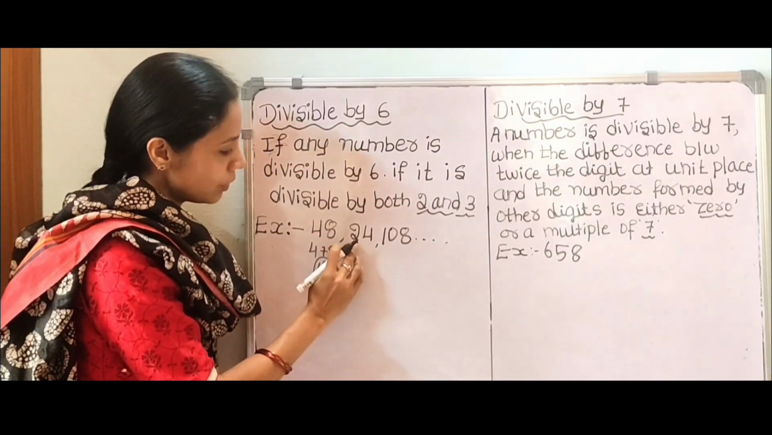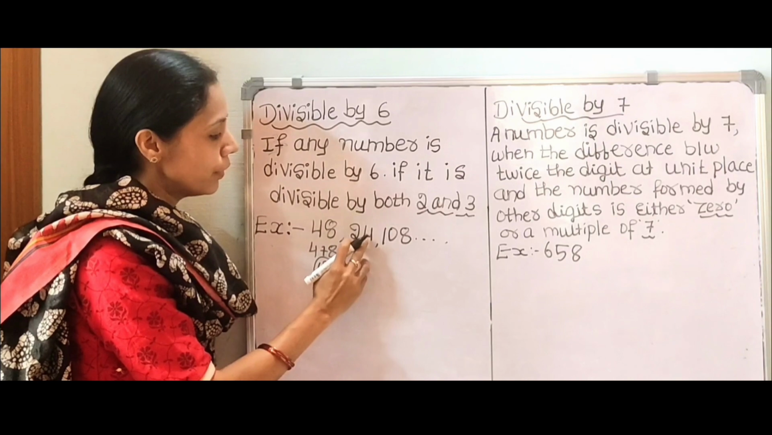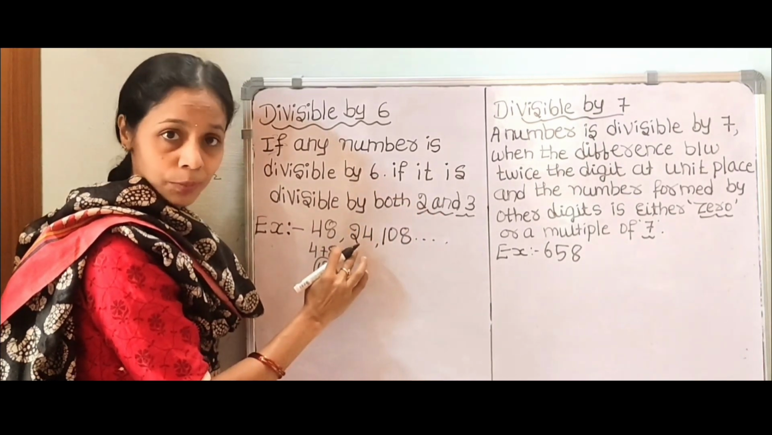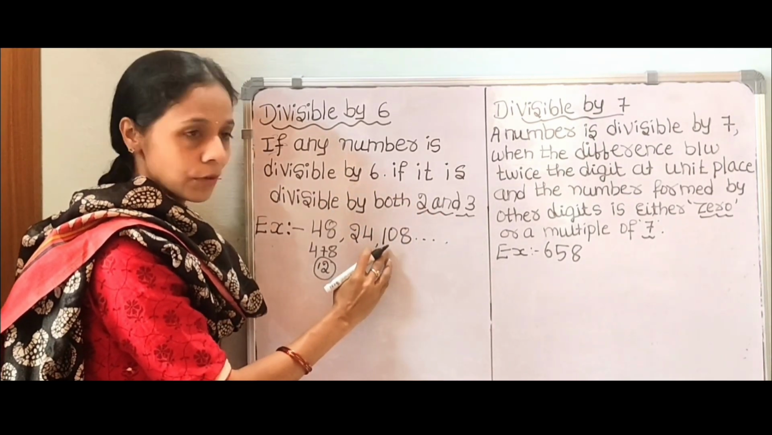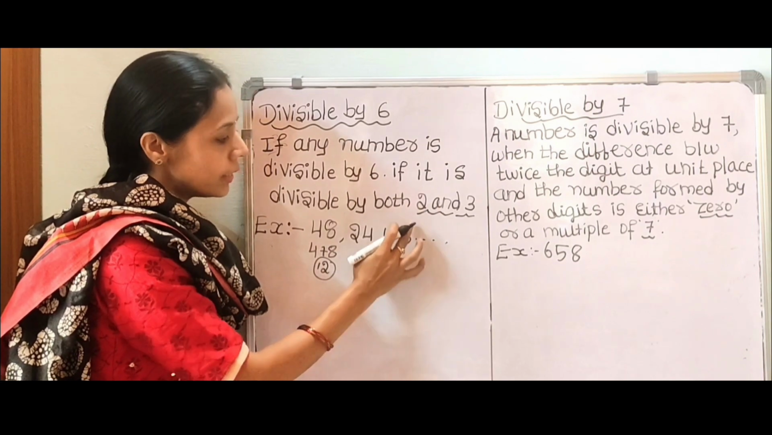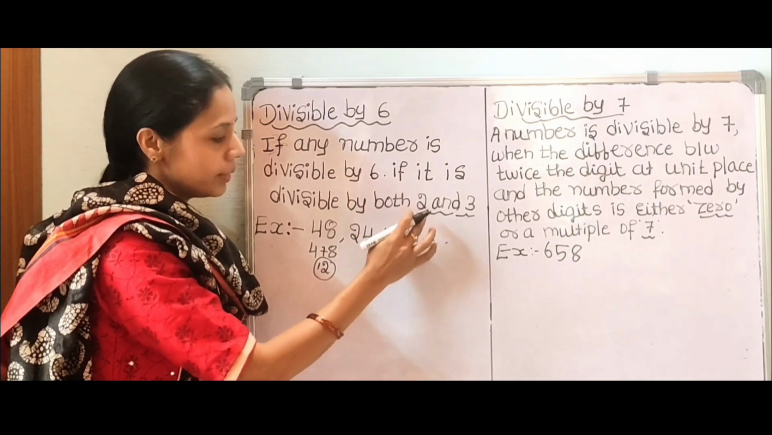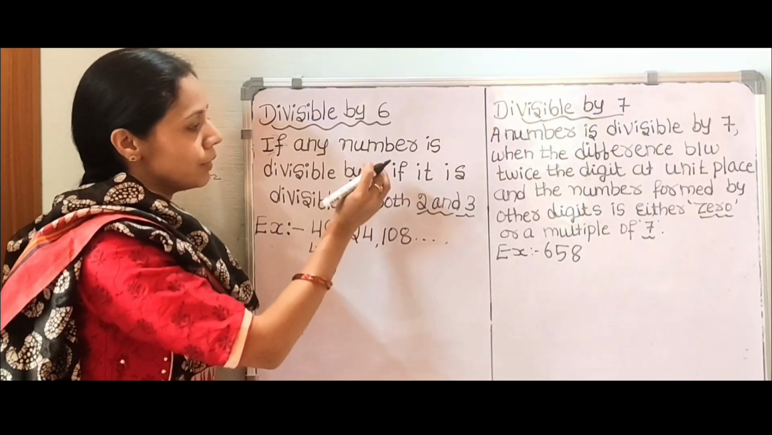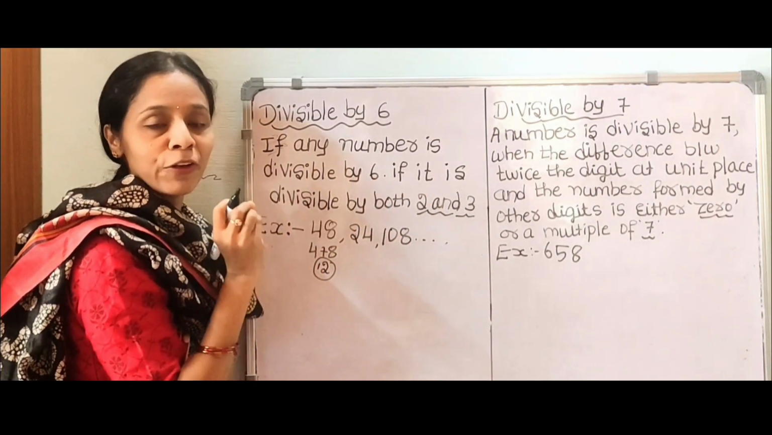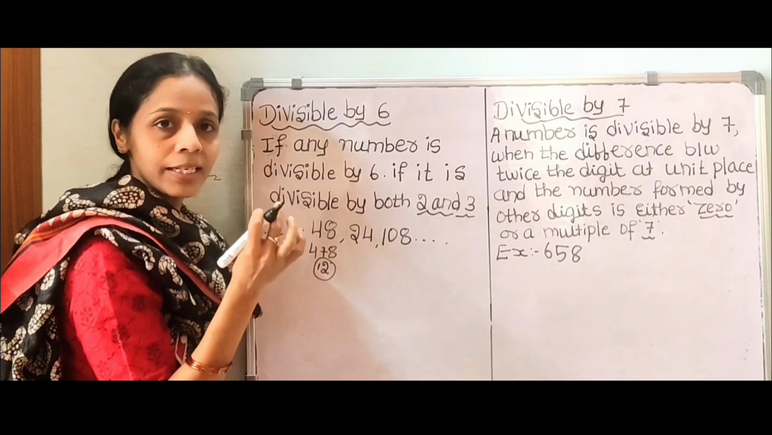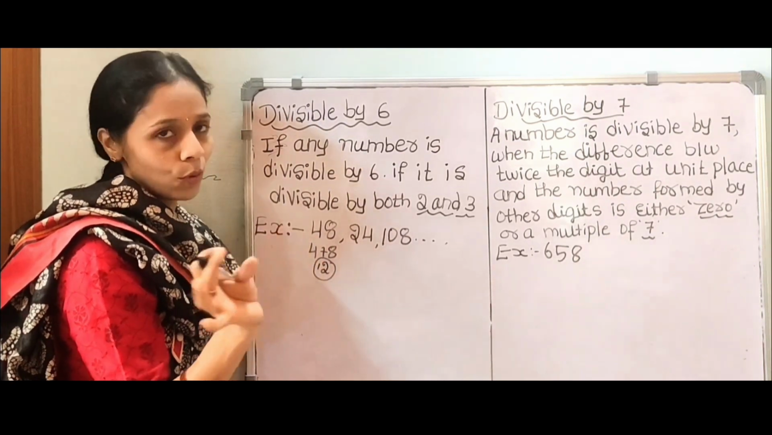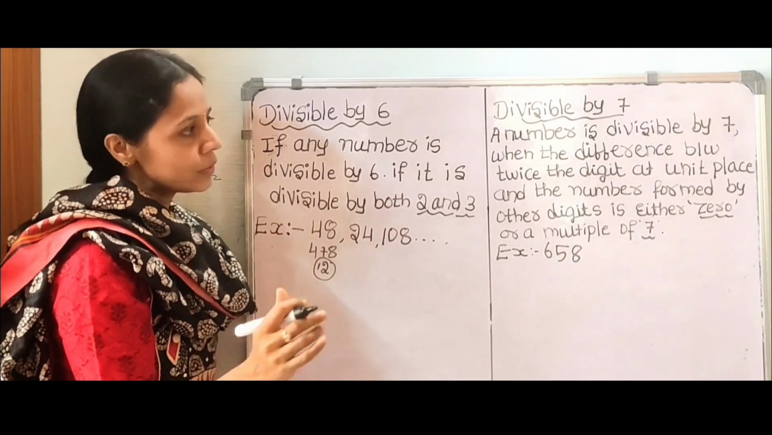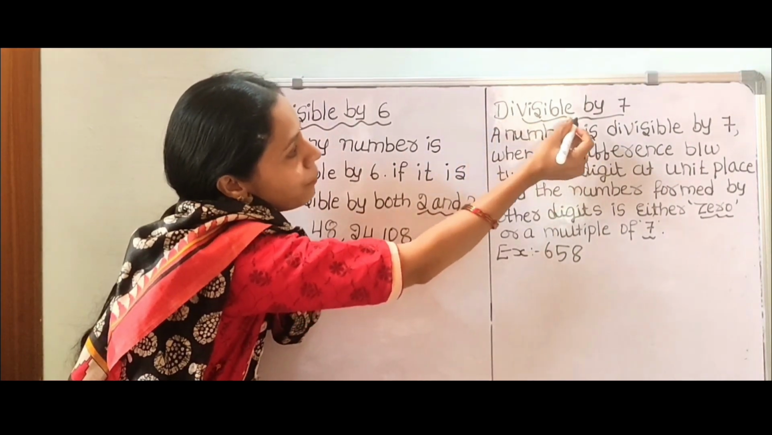In the same way, 24 is divisible by 2 and also divisible by 3. Now consider 108. It is also divisible by 2 and by 3. So all these numbers are divisible by 6. This way we can easily identify whether any number is divisible by 6 or not. Got it? Okay, next consider divisibility by 7.